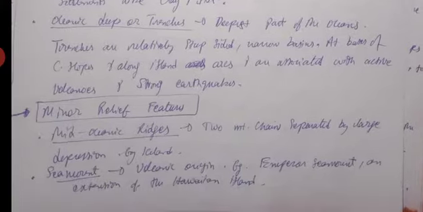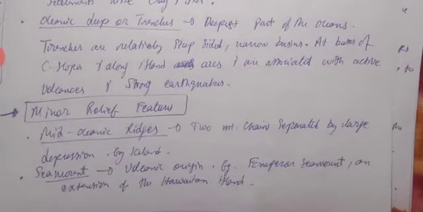Minor relief features. The first point is mid-oceanic ridges: two mountain chains separated by a large depression, for example in Iceland. Then the seamount. Seamounts are basically of volcanic origin. Example, Emperor Seamount, an extension of the Hawaiian Islands.